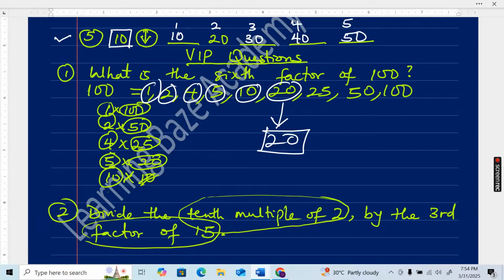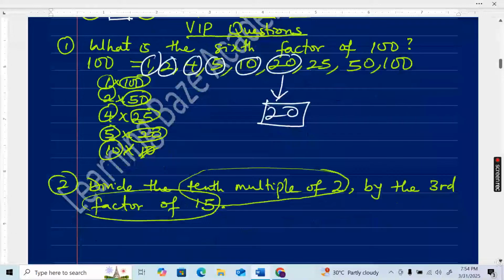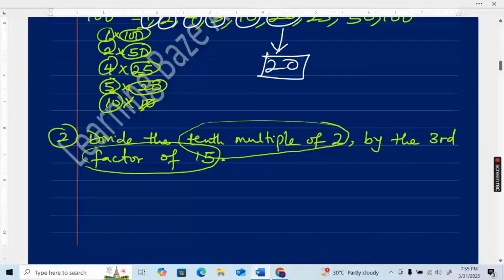All right? Divide the 10th multiple of 2 by the third factor of 15. What will be your answer? I'm waiting for a smart student to divide the 10th multiple of 2. Who wants to be a VIP?